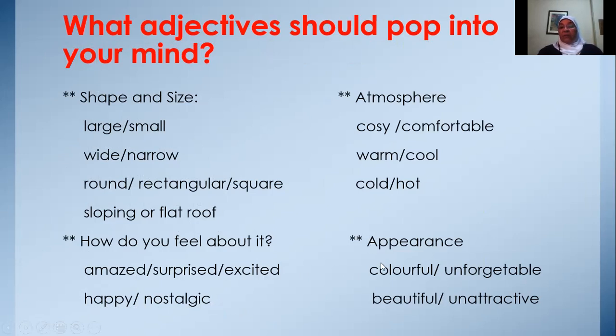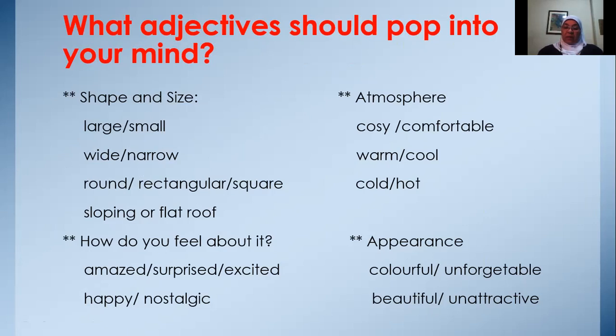What about the appearance? Is it colorful? Not that colorful. It has just two colors, brown and white. Is it unforgettable? Maybe, depends. Is it beautiful? It's okay. Unattractive? No, it's not that ugly, but it's rather a beautiful one. So it's very important that when you take a look at such a house, you start thinking of different adjectives, because when you are going to start writing, you should have ideas.